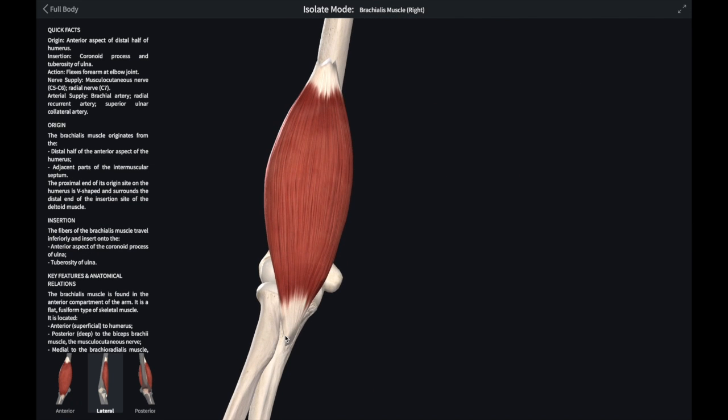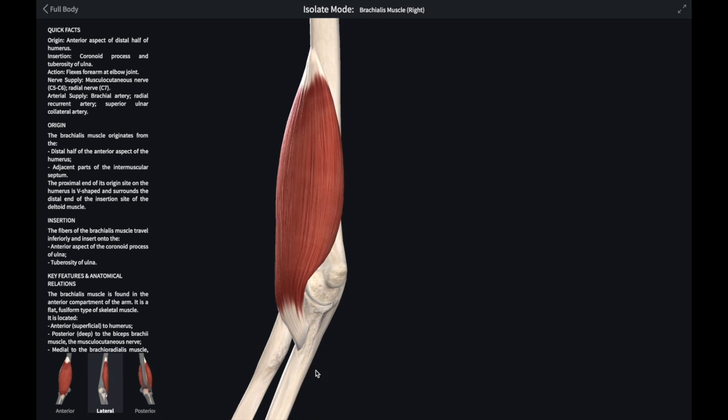So this will be involved in flexion at your elbow. So where your biceps will attach or insert at your radius, the brachialis will insert at your ulna. So collectively they will hold on to both of your distal arm bones during a flexion.